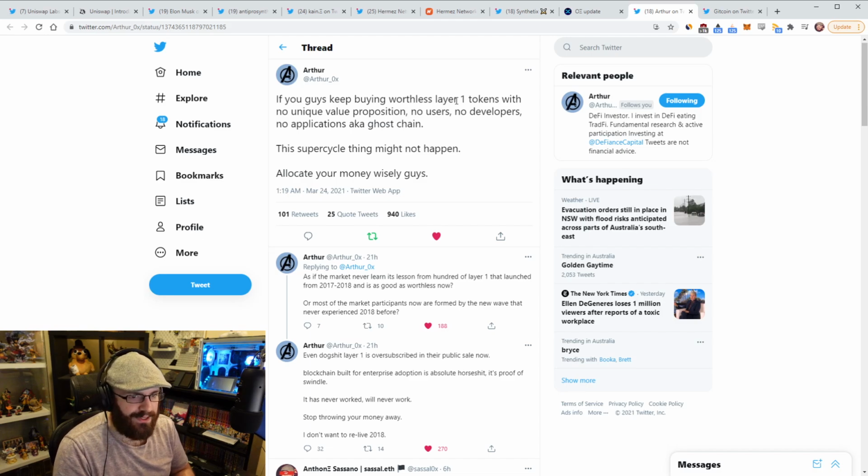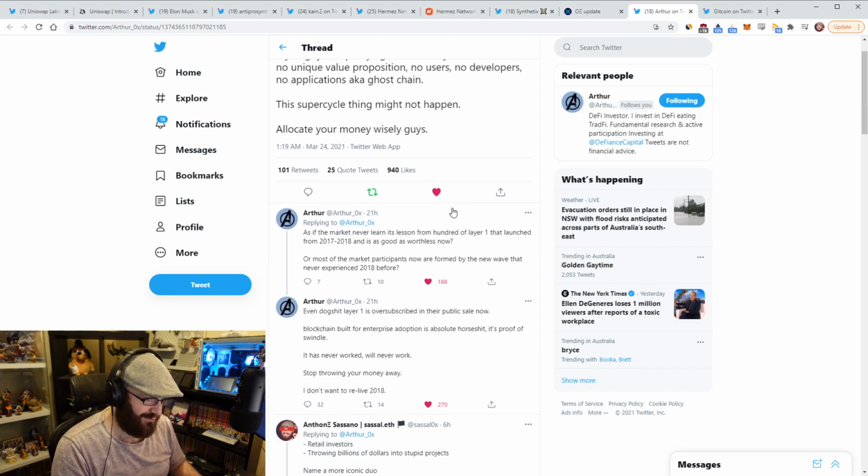And then the second tweet says, as if the market never learns its lesson from hundreds of layer 1s that launched from 2017 to 2018, and they're as good as worthless now, or most of the market participants now are formed by the new wave that never experienced 2018 before. And then third tweet here, even dogshit layer 1 is oversubscribed in their public sale now.